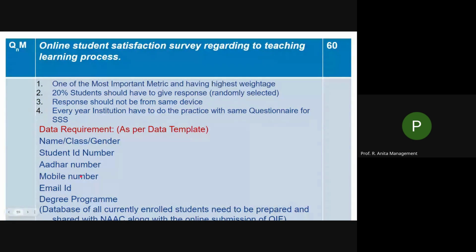Now, the data template should consist of the name, the class, and the gender, and student roll number or ID number, and Aadhaar number, then mobile number, then email ID, and to which degree. So the database of the currently enrolled students, for whichever year you are submitting the SSR, needs to be prepared and then shared with the NAAC along with the online submission of this. So this is regarding the last key indicator, which is the online student satisfaction survey, right?